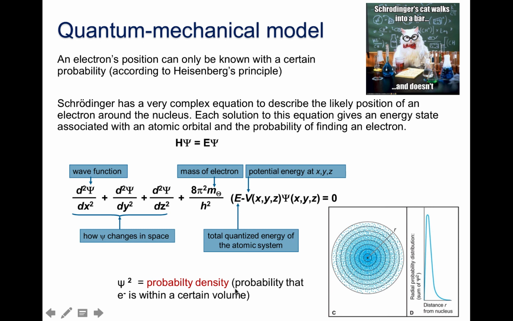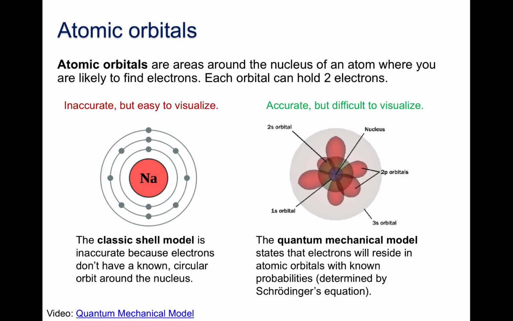And so that refers to the probability density, the probability that an electron is within a certain volume. It's going to be more likely to be in this area close to the nucleus than it is to be in this area that's really far from the nucleus of an atom. Atomic orbitals are areas around the nucleus of an atom where you're likely to find electrons.